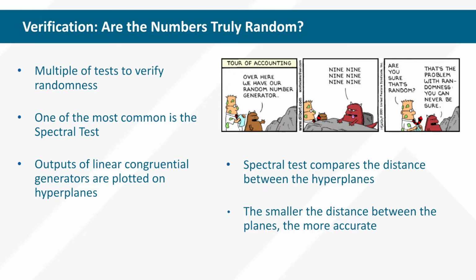Now, the outputs of this LCG, or linear congruential generator, are plotted on hyperplanes in dimensions 2 through 6. The spectral test compares the distance between the hyperplanes, which, when examined, can help evaluate the accuracy of the generator, as the distance between the planes should be kept to a minimum. It's known that when the distance is smaller, then it's a better random number generator.